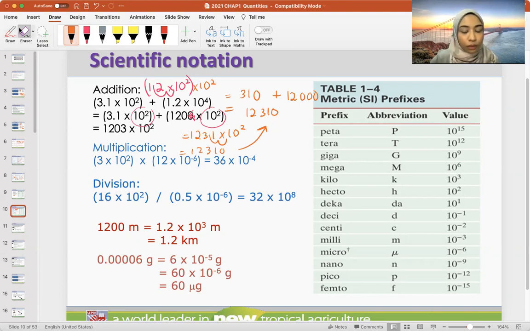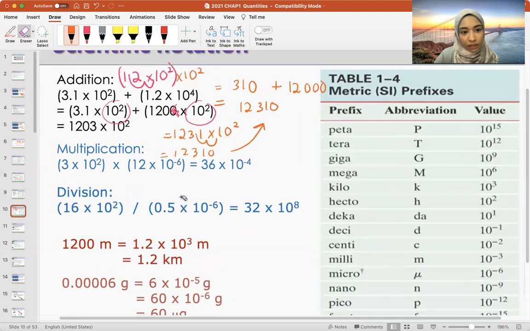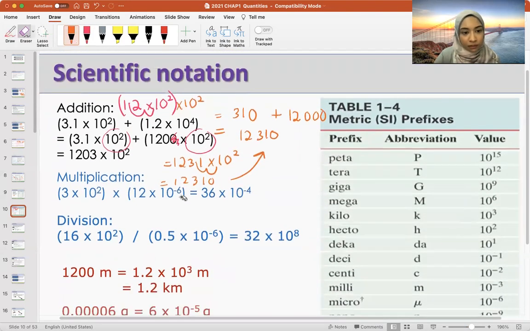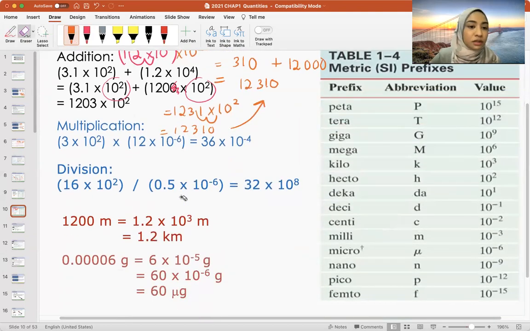Okay, and what about multiplication? Let's talk about that. I know you guys have learned this, but I'm just recapping everything so that everyone is on the same page. Some may have forgotten, so let's go over it again. For multiplication, we have 3 times 10 to the 2 times 12 times 10 to the minus 6. Multiplication is quite easy because when you have 10 to the power of something, you can just add the powers together.